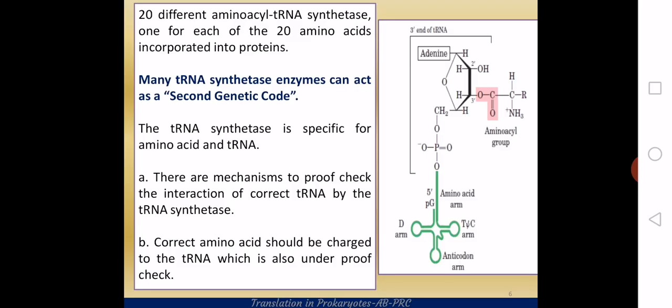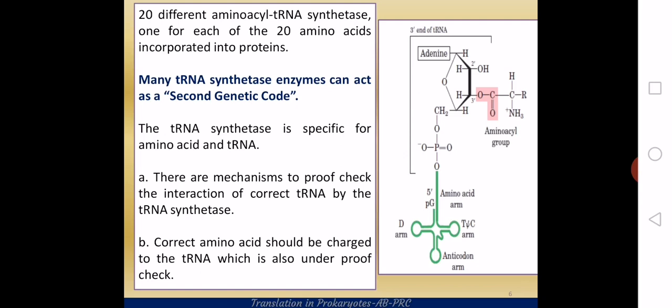And there are different types of aminoacyl tRNA synthetases. At least 20 different types are present in every cell. And these aminoacyl tRNA synthetases are important because they are doing a kind of proofchecking. There are two things to be noted. One is that the interaction of tRNA synthetase with the tRNA should be correct and precise. Right. Only then the correct amino acid will be taken for synthesis.